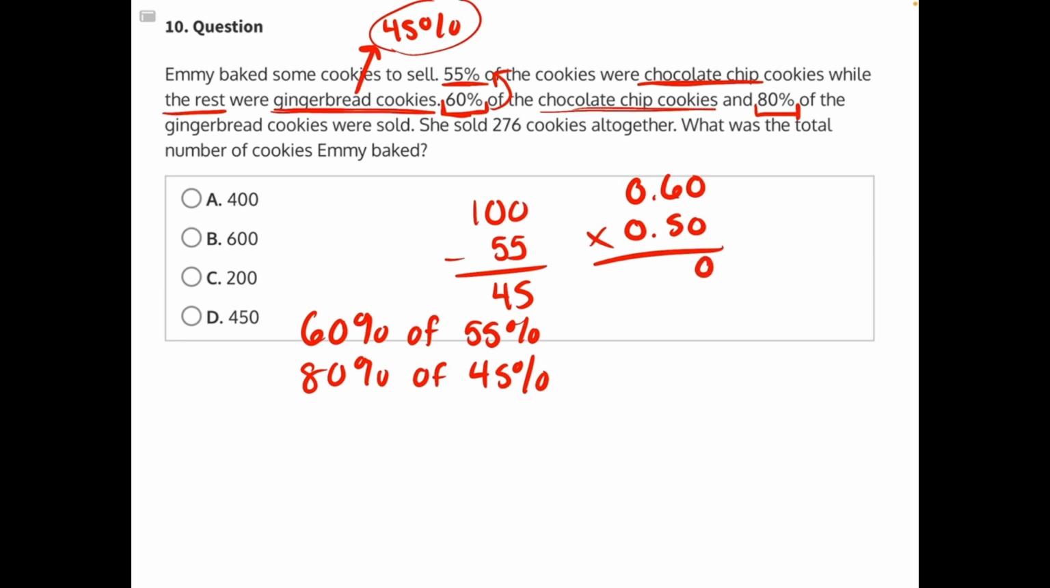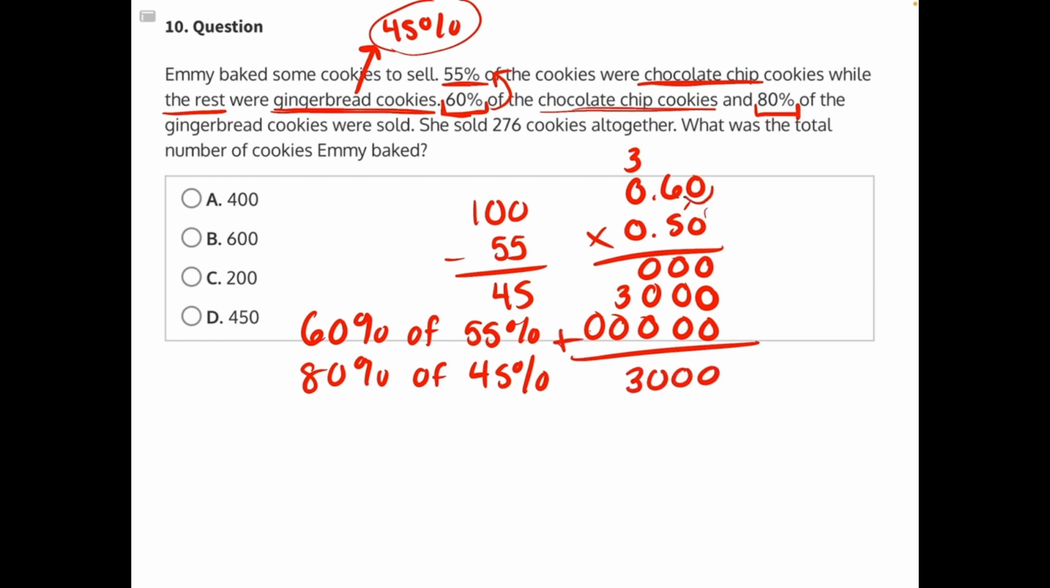Anything times 0 is just 0. Bring down a placeholder. 5 times 0 is 0. 5 times 6 is 30. 5 times 0 is 0 plus 3 is 3. Then add two placeholder zeros. Anything times 0 is just 0. We add everything together and we get 3,300. Count up your places, 1, 2, 3, 4, and then apply them to your answer, 1, 2, 3, 4, and you will get 0.33 for the chocolate chip cookies.